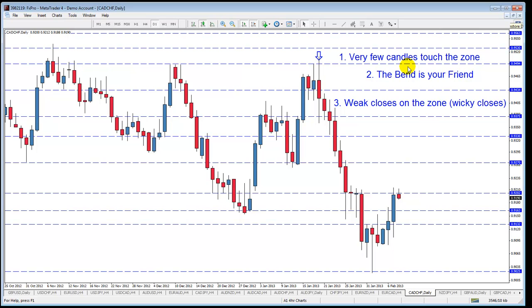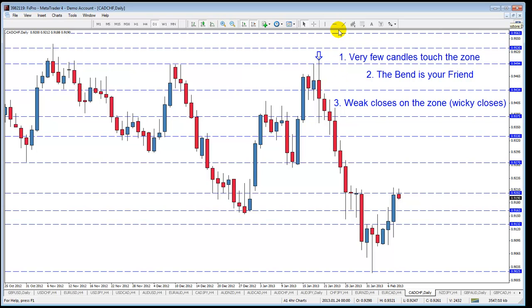We want to see weak closes on the zone. In other words, we want to see wicky closes. We don't see the market close in the middle of the candle, not on the low or the high. If it closes on the low or the high, it's probably going to be a breakout. If it closes weakly and gives us wicky closes, then that's good, right? That tells us it's probably going to reverse if it gives us some wicky closes.